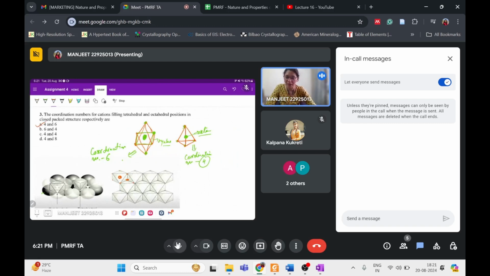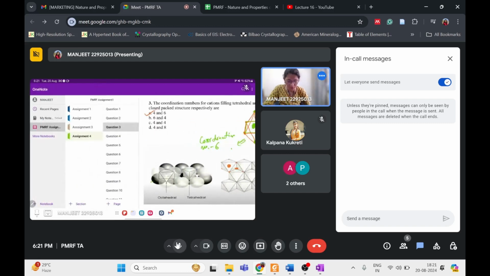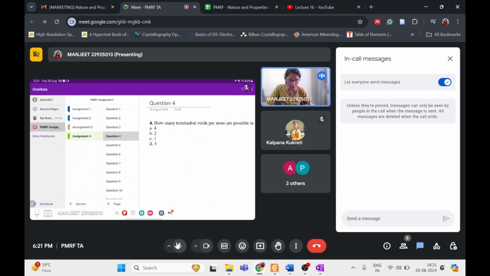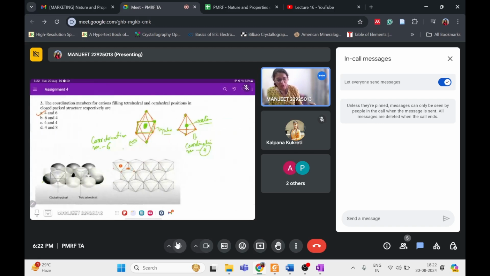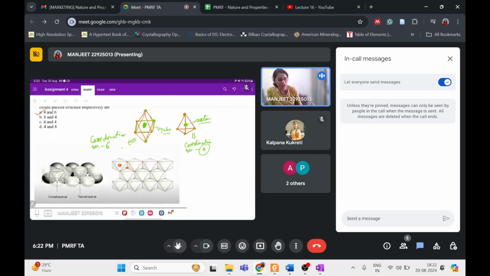Okay, let's move to the next question. In question number 4, now you have to tell me, if this is a closely packed structure, how many tetrahedral voids exist in the closely packed structure, and how many will be the octahedral ones.